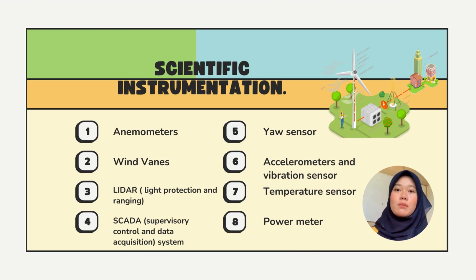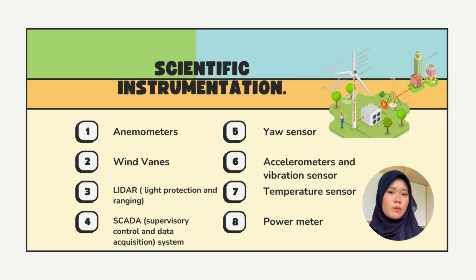Hi everyone, my name is Nur Aisha binti Ahmad Hanafi, and today I will talk about the scientific instrumentation and application concept of wind turbines. So as you can see, there are 8 components of scientific instrumentation, starting with anemometers, wind vanes, lidar, SCADA, yaw sensor, accelerometers and vibration sensor, temperature sensor, and lastly power meters. Let's discover it in more detail.